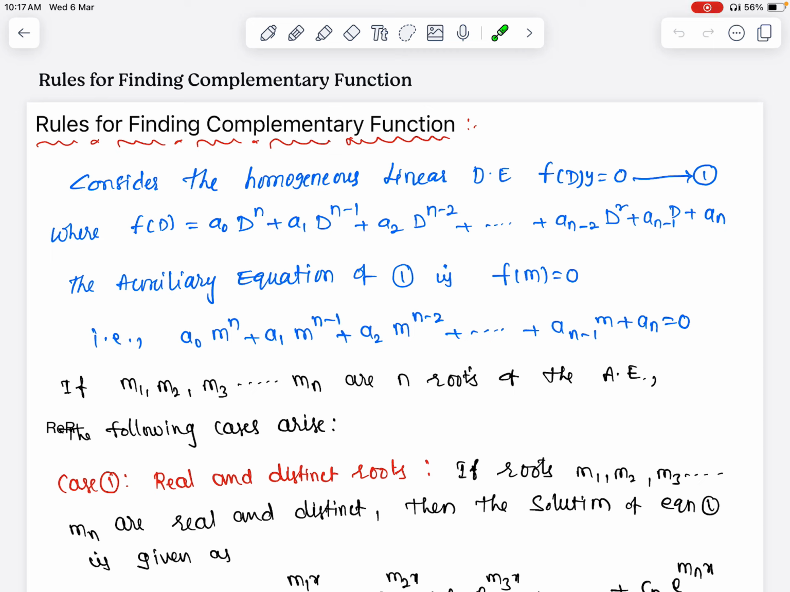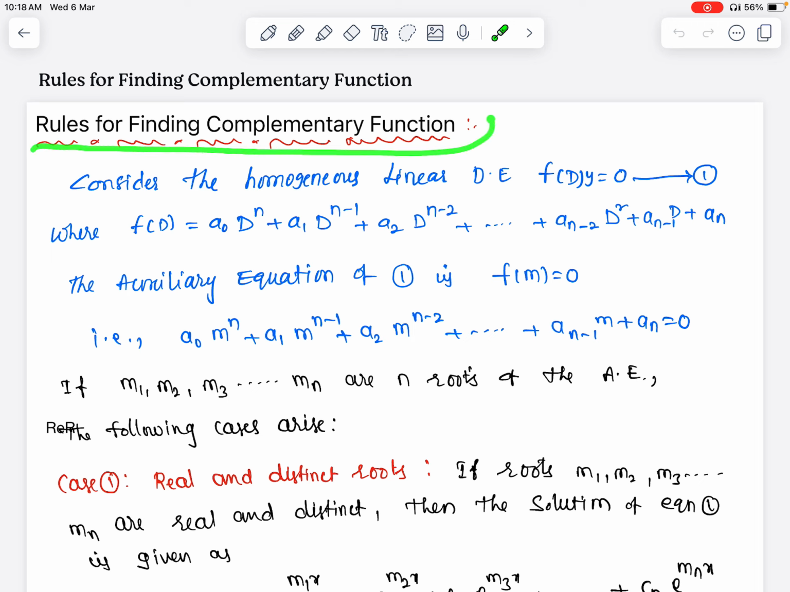Good morning, dear students. Today I'm going to discuss the rules for finding the complementary function. It is most important for higher order differential equations. In each and every problem, without the complementary function, we have no solution. So we should know about this. If you remember the four rules of complementary function, what are the four rules? We can discuss that now.